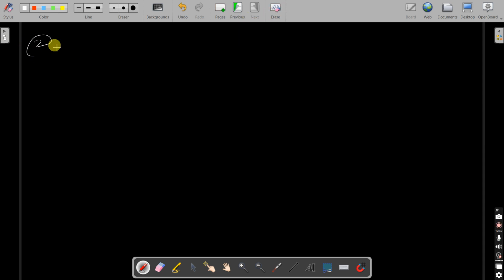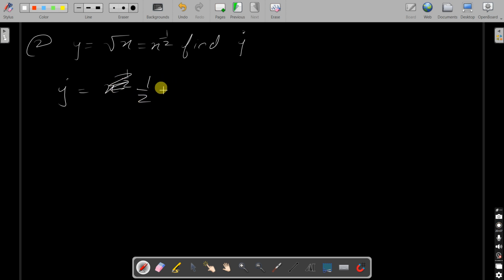Second question, y is equal to under root of x. Find y dot. This is x to the power 1 upon 2. So 1 upon 2 comes here, x to the power 1 upon 2 minus 1, which is 2 upon 2, so minus 1 upon 2.